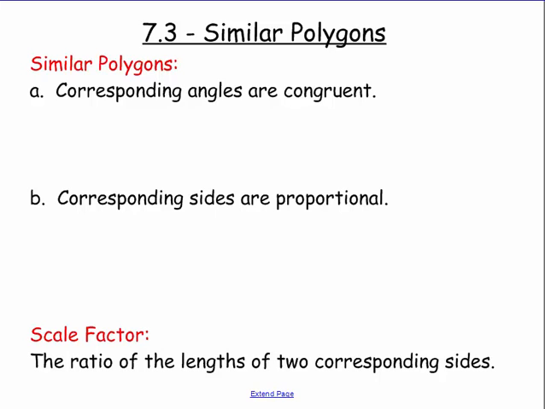Now when we're using this in a proof, we're going to be using the acronym: corresponding angles of similar triangles are congruent. Since we're going to be using triangles a lot, that's why I put a T there. If it's a polygon, just put a P there. And then corresponding sides of similar triangles are proportional. Again, I put a T there because we're going to be dealing a lot with triangles. If in a proof we have a polygon, then just put a P there instead.